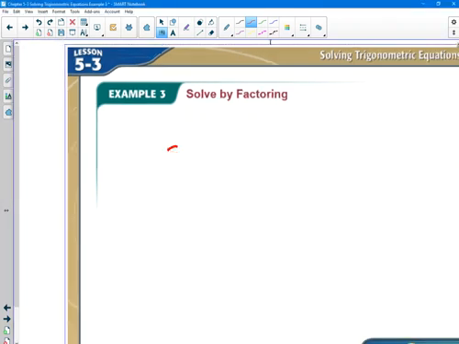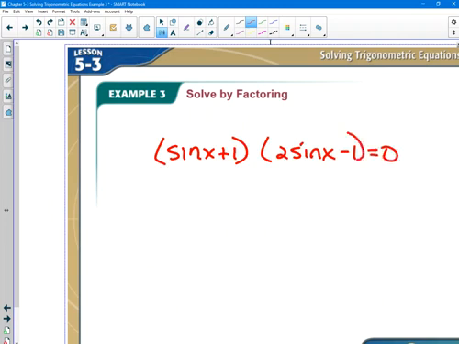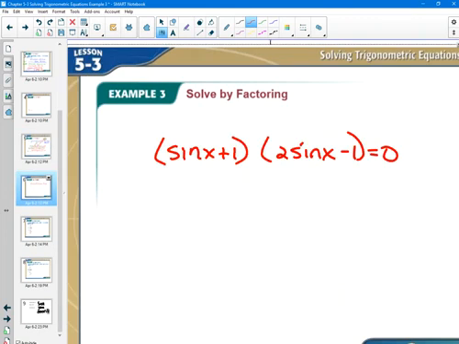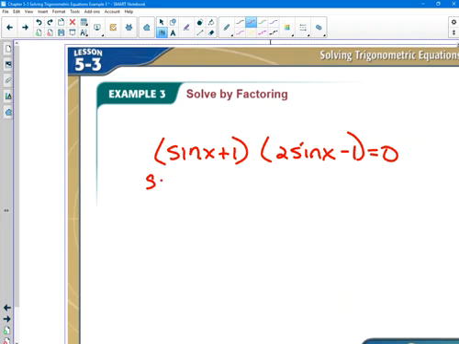We have sine x plus 1 and 2 sine x minus 1 equals 0. I'll go back and make sure I did that right. I want to make sure I wrote it down correctly. Sine x plus 1 and 2 sine x minus 1. Very good. Okay. So, we're back here. Now, again, just like our quadratic, we have to figure out what sine x plus 1 equals 0 and 2 sine x minus 1 equals 0.